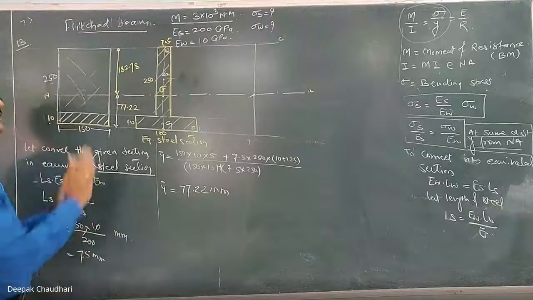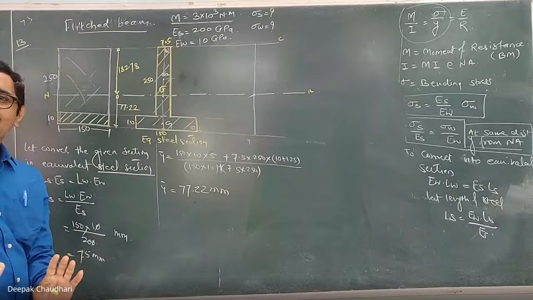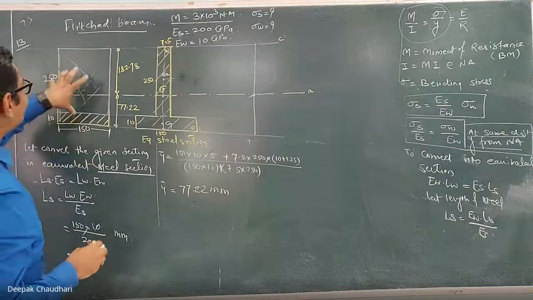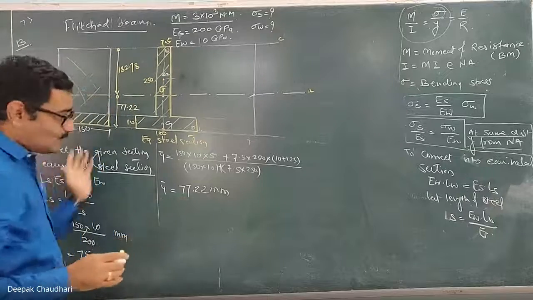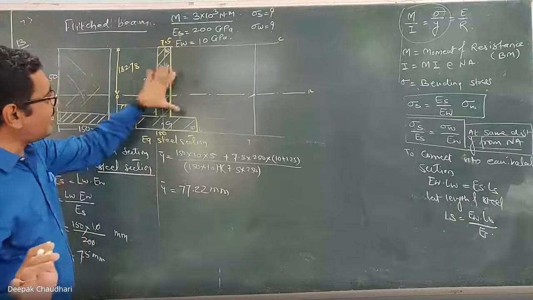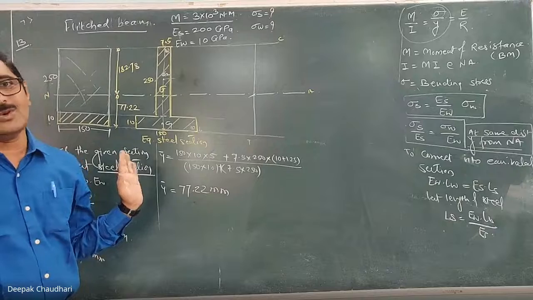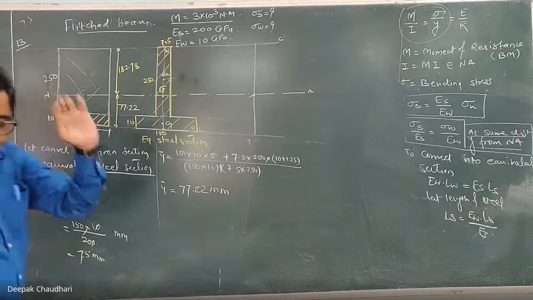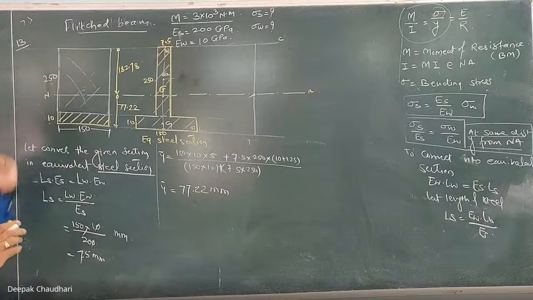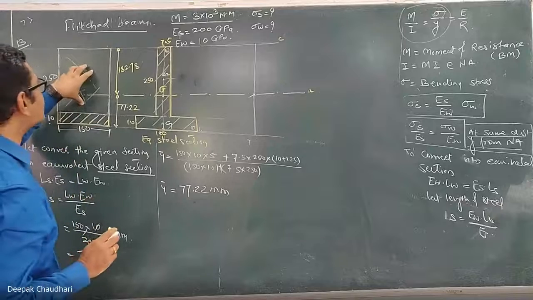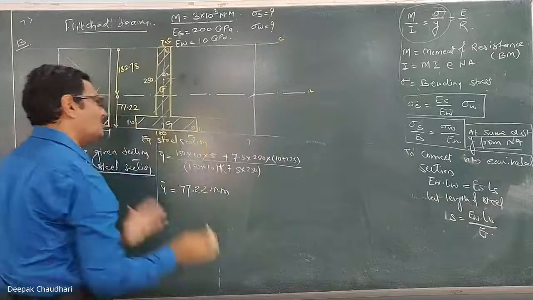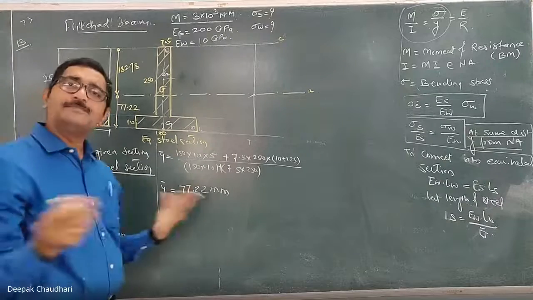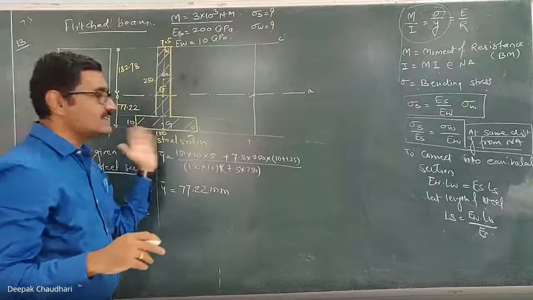Now, listen, we have calculated the y bar and located the neutral axis. After this, it depends whether you solve the sum considering the composite section or considering the equivalent steel section. You can solve the sum by either method. If you solve it considering the composite section, you have to calculate the moment of inertia for the steel and the wood separately. If you convert it into an equivalent steel section, then you can calculate the moment of inertia of this equivalent section.